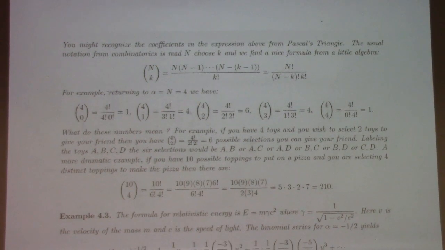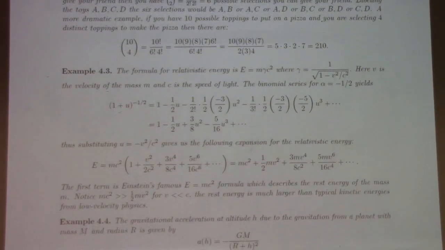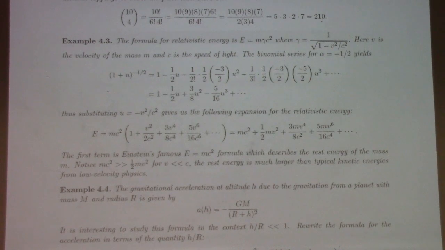No one cares. So here is an example for you guys. If you're in my physics class, you've seen this already, but maybe not explained. So gamma is 1 over the square root of 1 minus v squared over c squared. And I can find a series expansion for this using the binomial series with alpha equals minus 1/2.